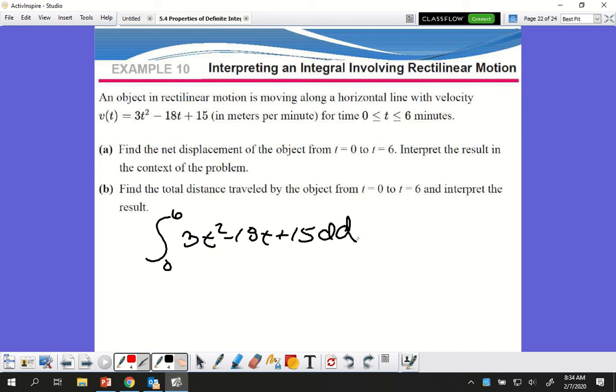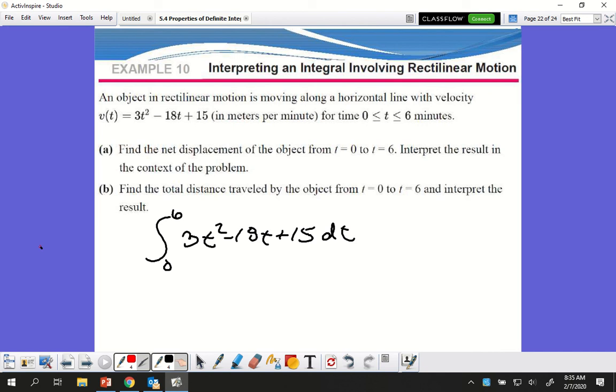Wait, wouldn't that be the velocity? Don't we have to do the derivative? What? No. What's integration? Integration. Yes, so we're integrating. Oh yeah, we are. Yeah, it's all right.